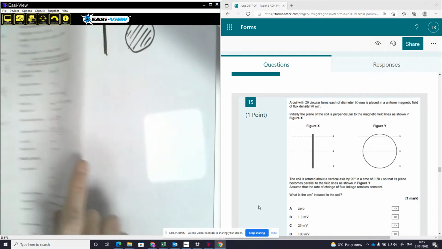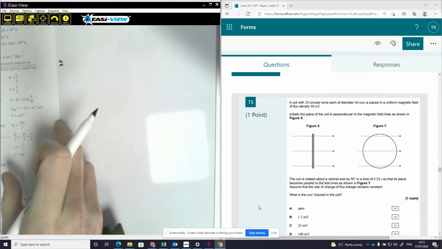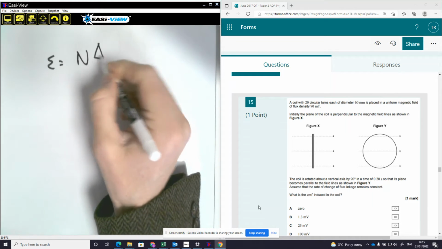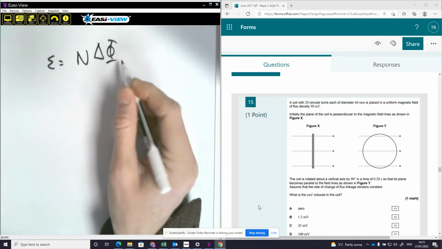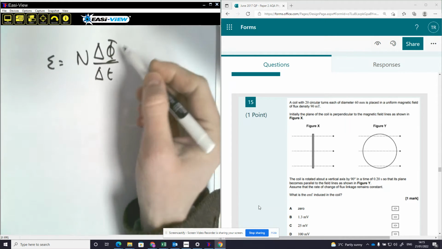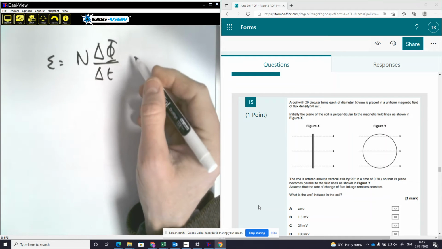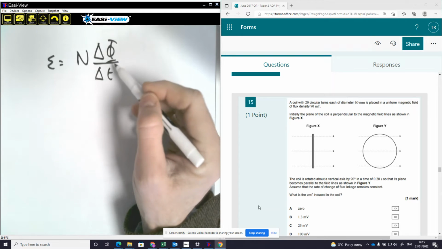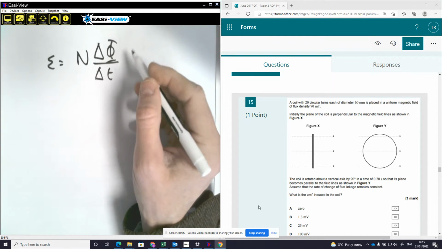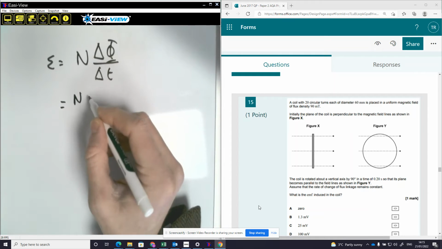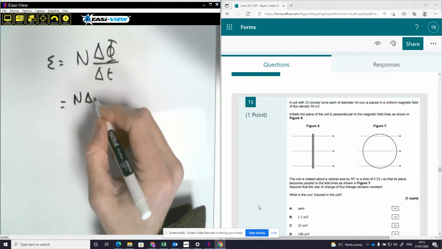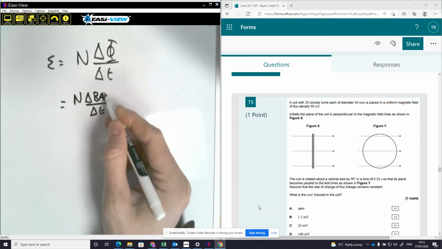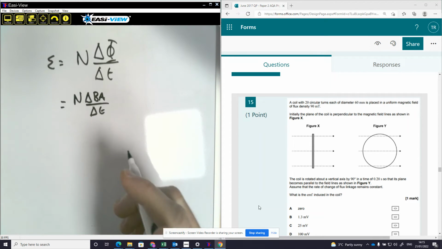So what we've got then is that the EMF is equal to n delta phi over delta t, but this is also given as B multiplied by A. So it's the magnetic field strength B multiplied by the cross-sectional area. So actually you could rewrite it as n delta BA over delta t. Actually, B's constant, so really it's the change in area that we're interested in. So that's where this rotation comes in.